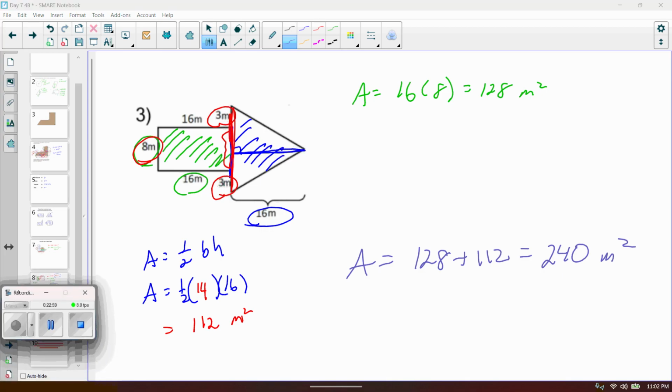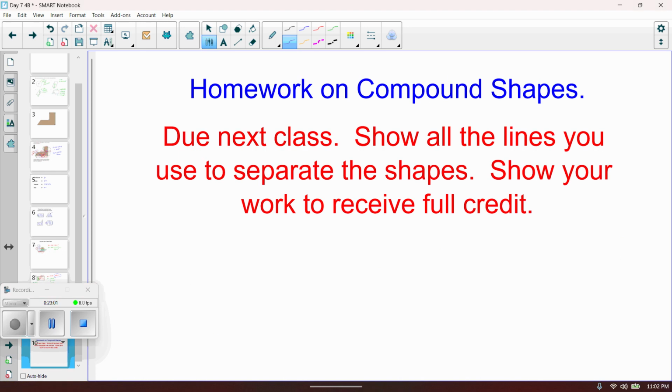All right. Your homework on compound shapes is going to be due next class. It's on the handout. Show all the lines that you use to separate your shapes, and then show your work to receive full credit on your homework, meaning show me what formulas you used, like 1/2 base times height for triangles, base times height for parallelograms and rectangles, and so on. Other than that, that's the lesson.